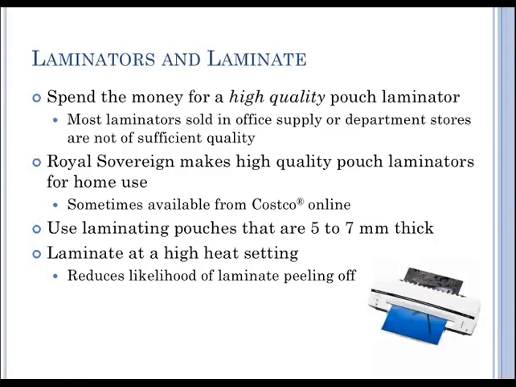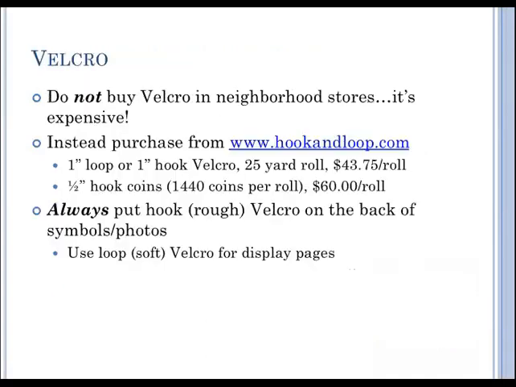rather than regular paper. Okay, and laminate at a really high heat setting. So I always laminate basically as high as I can have my machine go. And sometimes I'll even put my pages through twice to really make sure I heat them well, because that reduces the likelihood of the laminate peeling off. There's nothing more frustrating than having Velcroed a whole bunch of symbols and then all the laminate peels. So, high heat.